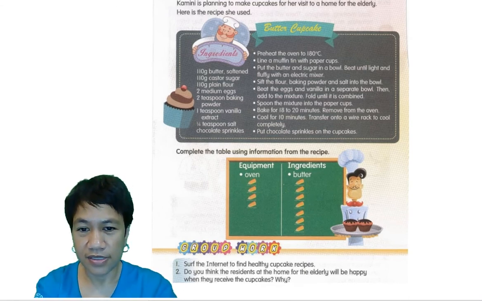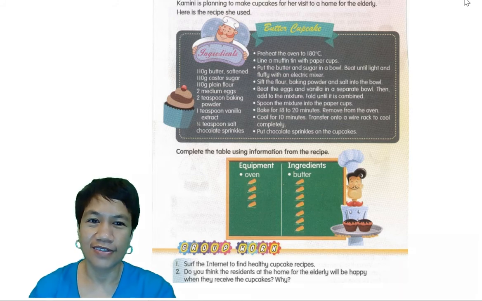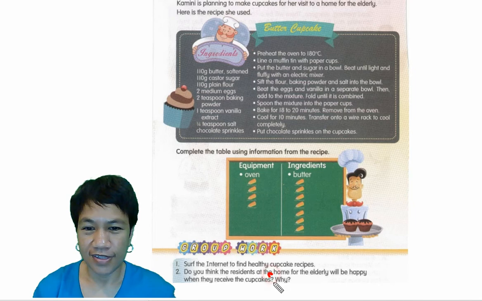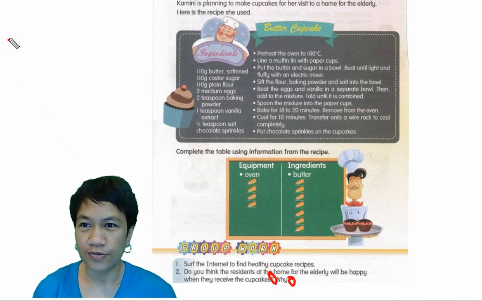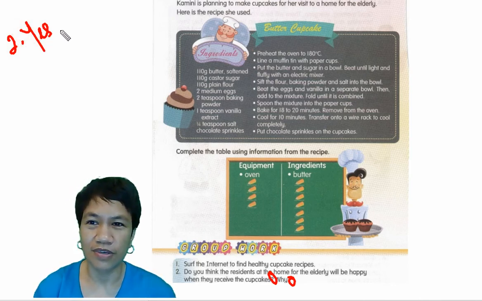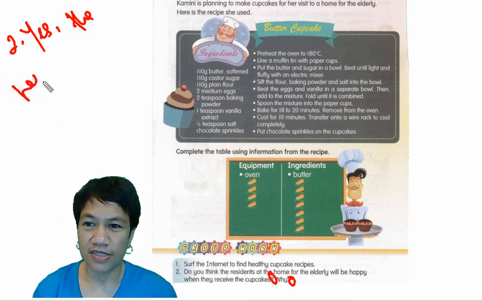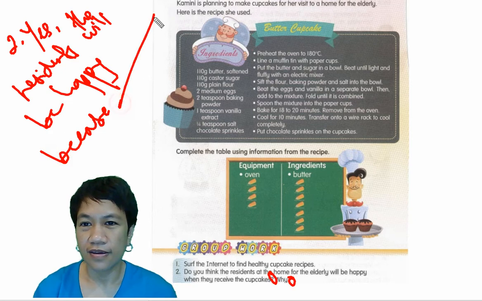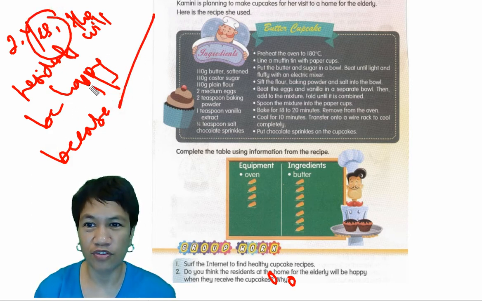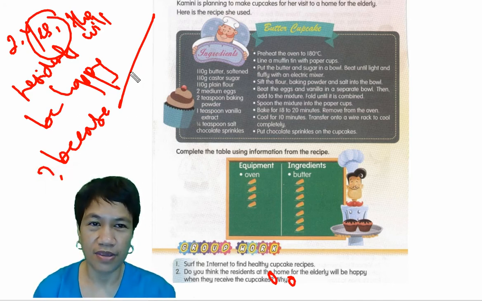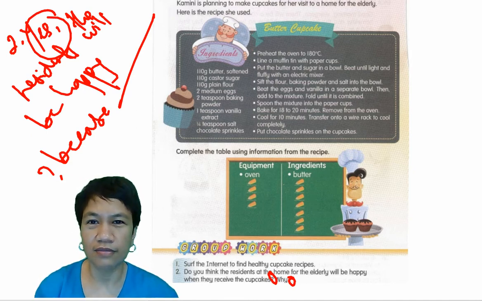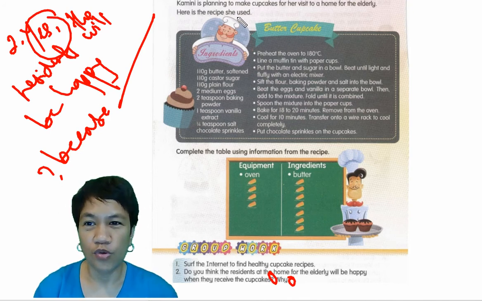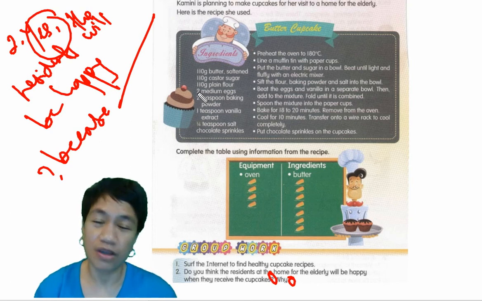Do you think the residents at the home for the elderly will be happy when they receive the cupcakes? Why? So the answer like this. You have 2 question marks there, this one and this one. So your answer has 2 parts. Yes or no? Yes. Of course, yes. They are receiving cupcakes. Yes, the residents will be happy because, okay, this is for the first question mark. Yes, this is for the second. Because, why they are happy? Give your reason. But if you think no, they are not going to be happy, you say no, comma, the residents will not be happy because.